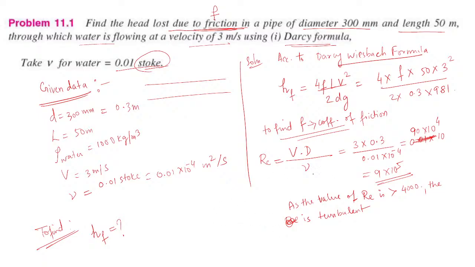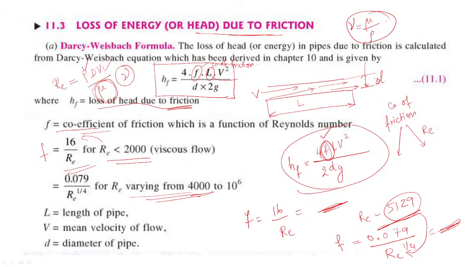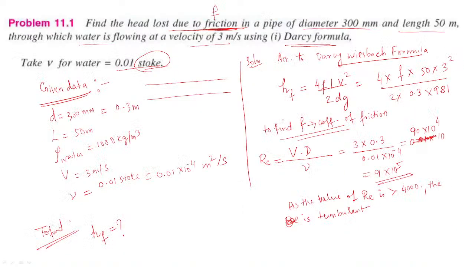So now you know what the turbulent formula is. Let's see here, this is the formula for the turbulent flow, right? Now it's time to find the value of f. So how can we find the f value? This is 0.079 Reynolds number power 1 by 4. Fine.